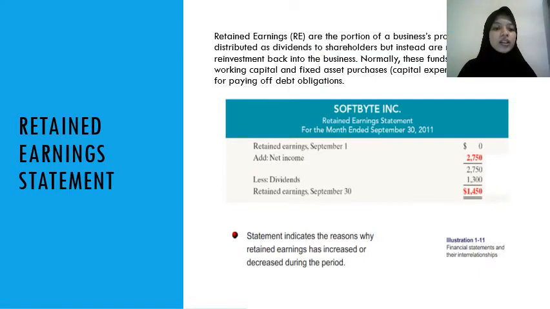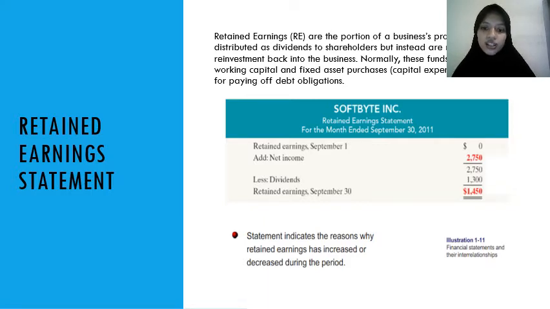Okay, the second one is a retained earnings statement. Retained earnings are the portion of a business's profit that is not distributed as dividends to shareholders, but instead is reserved for reinvestment back into the business. Normally, these funds are used for working capital, fixed asset purchases, capital expenditure, or allotted for paying off debt obligations. You can see this example of SoftBite Incorporation.